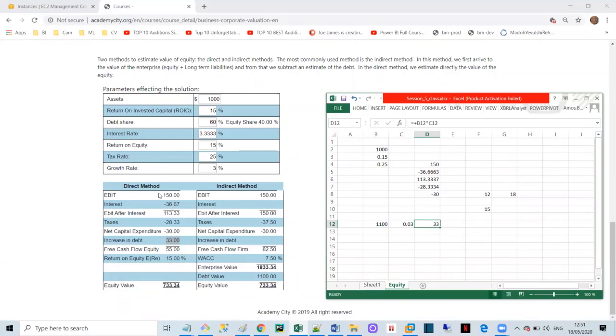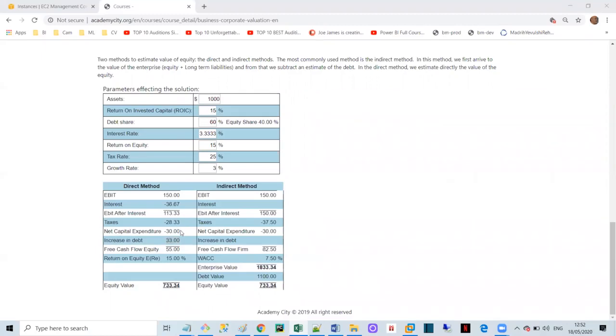I have a quick question. Go ahead. You said that the 30 was assets times growth rate, but that's exactly what we said net capital expenditure was. Is that correct? It's the same thing. This 30, it's the capital expenditure. It's the 3% times the 1,000.